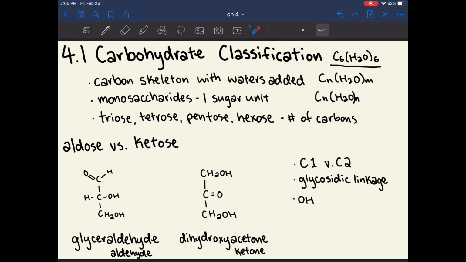Something else you'll notice is that every other carbon has an OH group on it. And this is because if we look back at the name of a carbohydrate, it's a carbon with a bunch of waters attached. So it's natural that we should have OH groups as well as hydrogens attached.